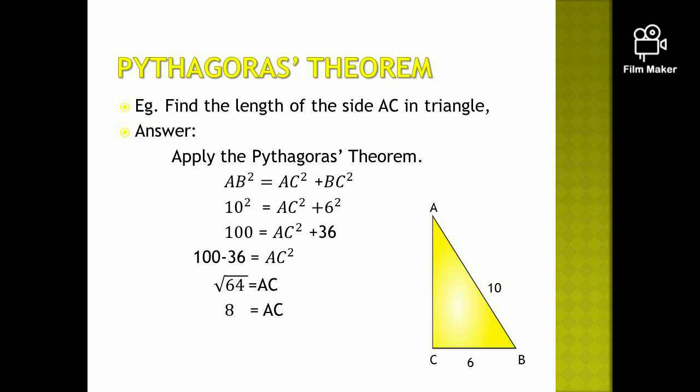Therefore, AC is the square root of 64. We know that the square root of 64 is 8. So with that, you can say the length of side AC is 8 units.